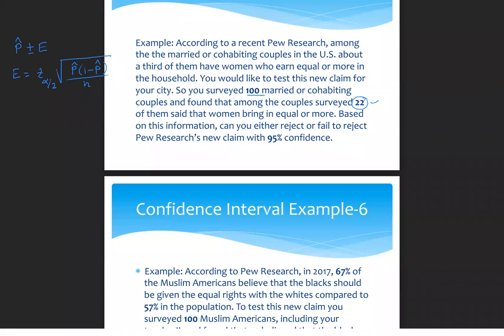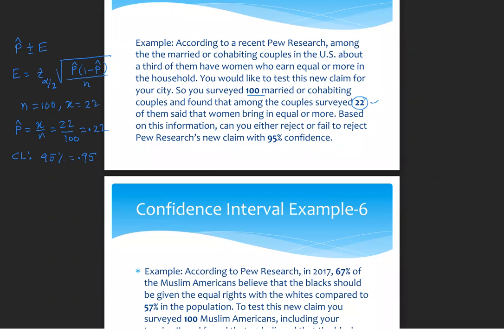N is the sample size, which is 100. X is the number you got out of 100, the number of households where women make equal or more than the men. So your P hat is going to be X over N, that is 22 over 100, that is 0.22. P hat is 0.22. And the confidence level, they told you, is 95%, which is equal to 0.95.